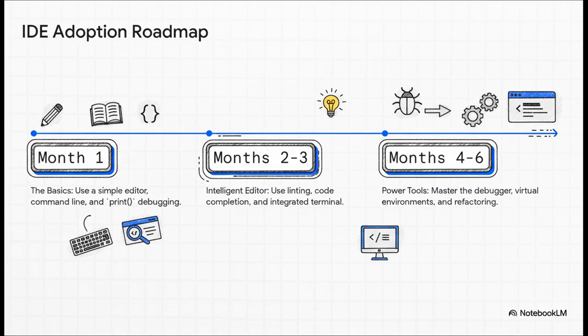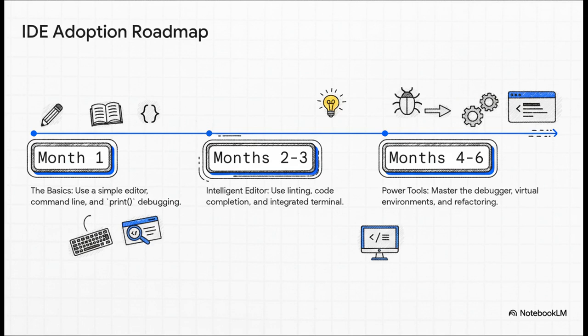Let's break it down. For your first month, we're talking phase 1, the basics. Stick with something dead simple, like IDLE or Thonny. Your entire focus should be on writing code, running it from the command line by hand, and using print to figure out what's going on. Then, for months 2 and 3, you graduate to phase 2, the intelligent editor. Think VS Code with the Python extension. Now you can start using things like real-time error checking, that's called linting, and the built-in terminal. But remember, use that code completion as a guide, not a crutch.